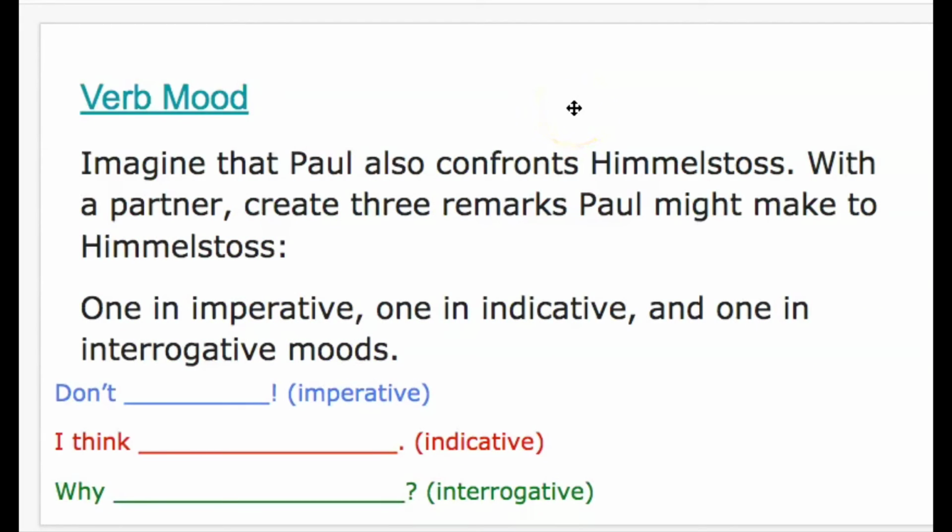Moving on, let's look at verb mood. So we talked about this in Module 1. Remember, we talked about imperative, indicative, and interrogative. I will post a video inside of Schoology as a reminder of what these are.